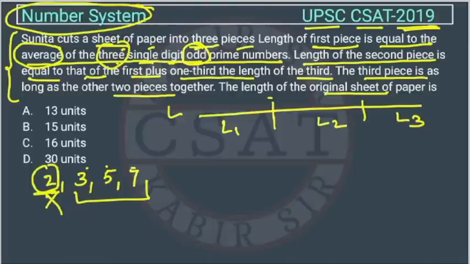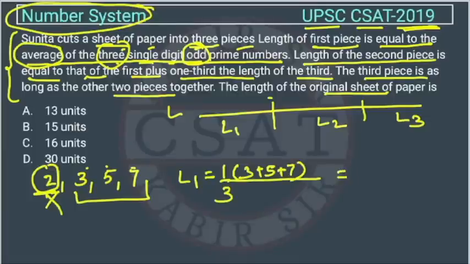What they are saying is that L1 is equal to the average of the three single digits, right? So L1 is equal to, we are taking the average, 3 plus 5 plus 7 divided by 3. This is the formula of average. So this will become how much? 7 plus 5, 12 plus 3, 15 by 3. So this is 5. So L1 we got, L1 is 5. Right, अगर आपने ये निकाल लिया यहाँ तो आपका क्वेश्चन आगे.